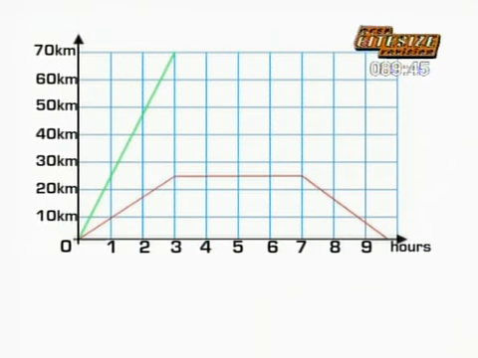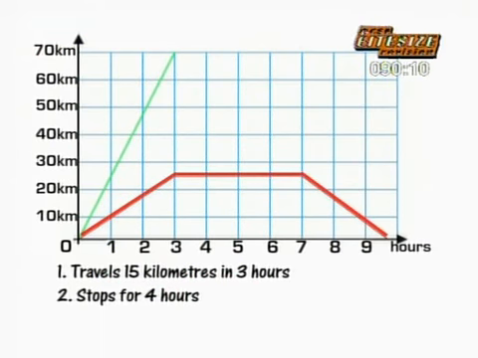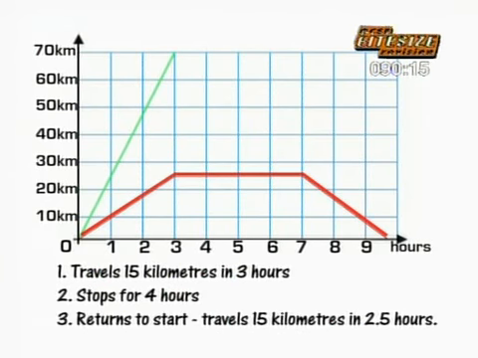The red cyclist sets off at a constant speed and travels 15 kilometres in 3 hours. The graph then levels off. That means that the distance travelled is not changing with time. It's standing still. In fact, the graph shows that the red cyclist stops altogether for 4 hours. A long lunch, maybe. The downward slope of the rest of the graph means that the red cyclist returns towards the starting point, travelling the 15 kilometres in 2.5 hours.